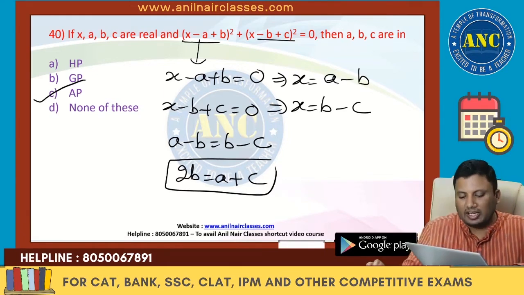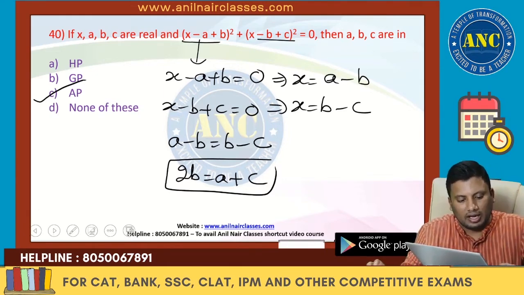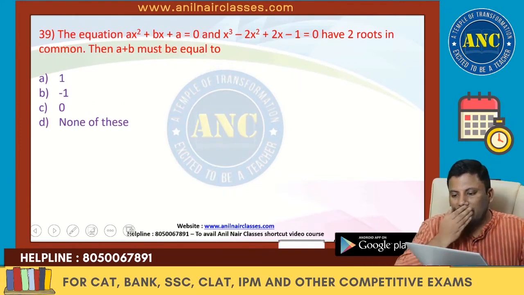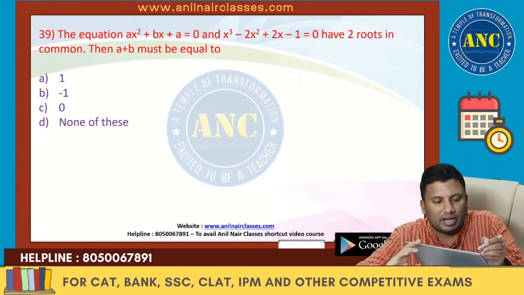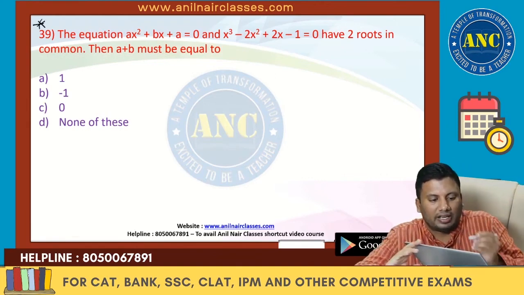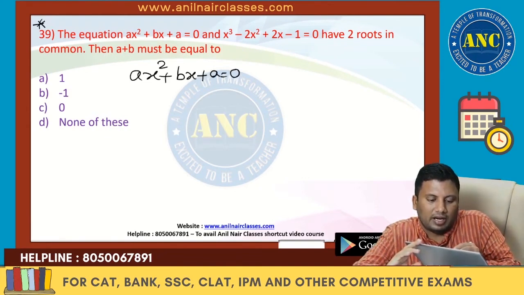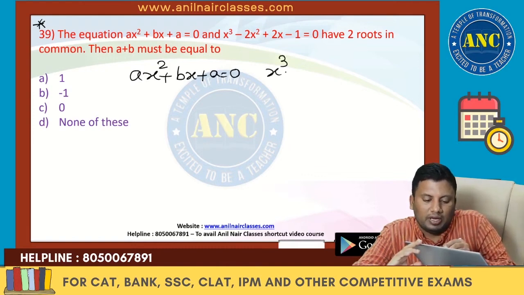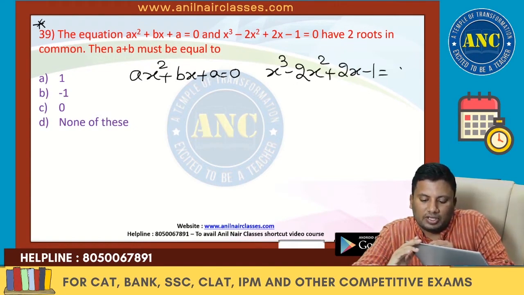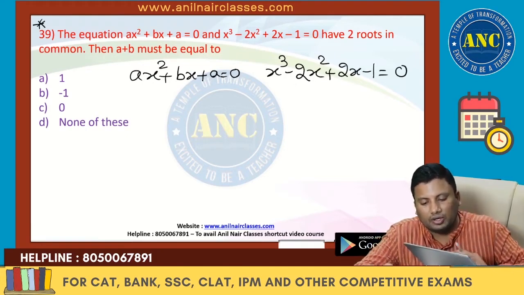I hope it is clear. These values are in AP. 39th question. This is the question which I want everybody to pay attention to. ax square plus bx plus a equivalent to 0. Another cubic equation is there: x cube minus 2x square plus 2x minus 1 equivalent to 0.